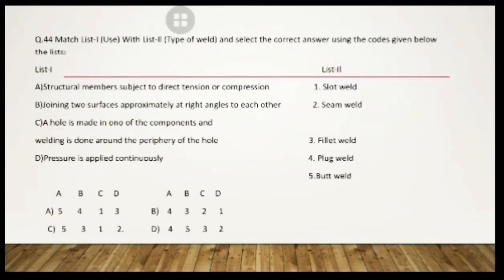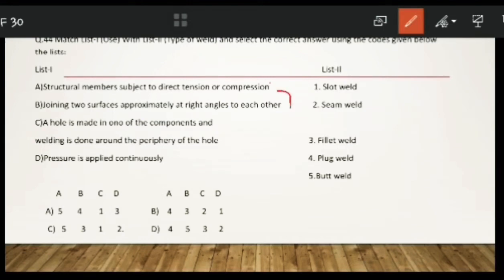Match the following type question. We have to choose the type of weld with its use. Option given in list 1, structural member subjected to direct tension or compression. So from list 2, which option should be correct? A answer 5 is correct. Joining two surfaces approximately at right angle to each other. This is called fillet weld.